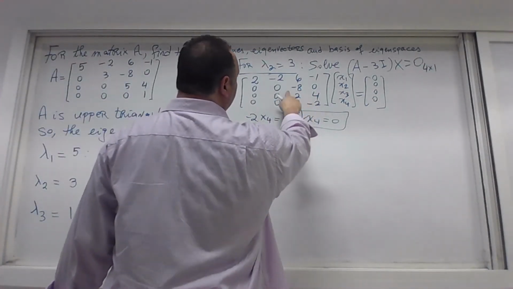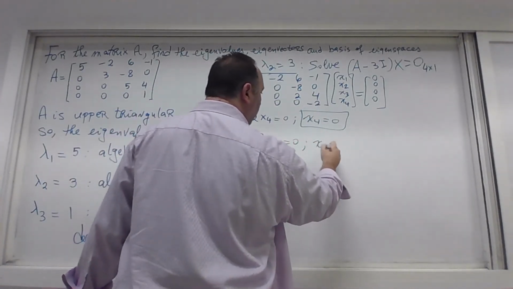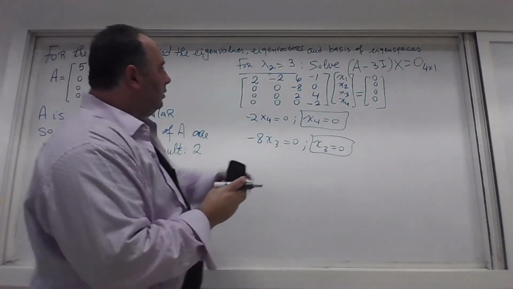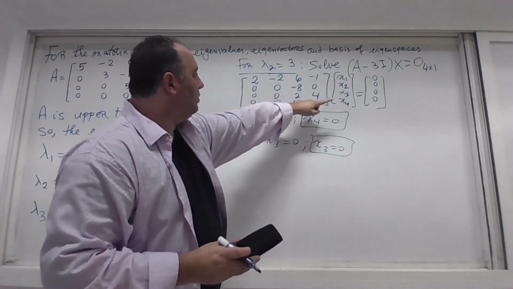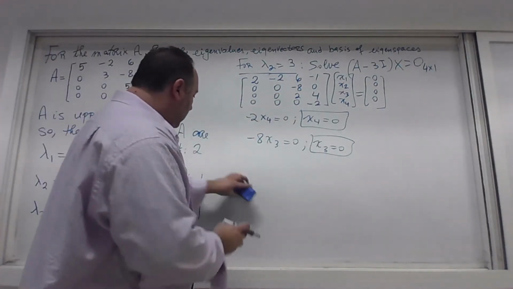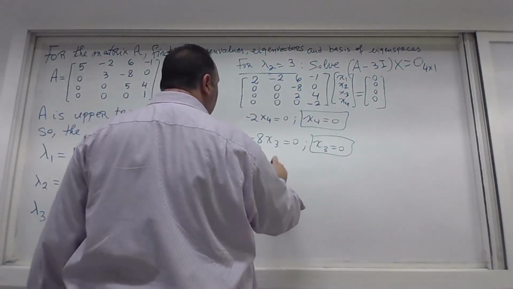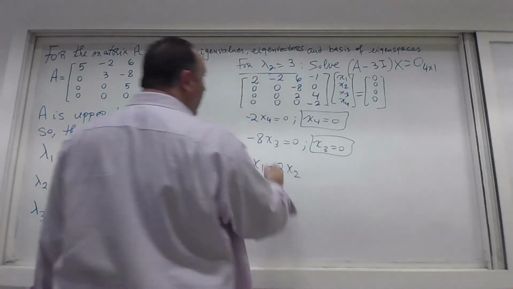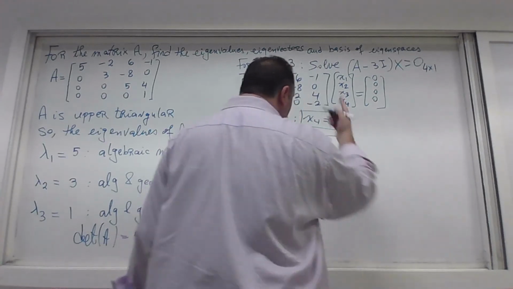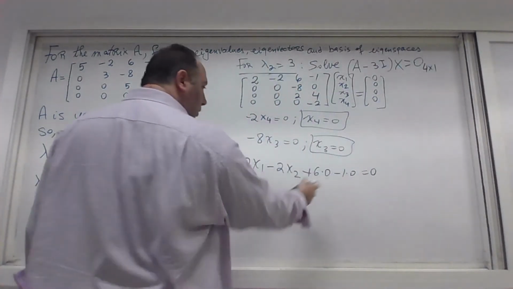This equation, look at this one. It says that x3 is 0. Cool. Well, I would have it from here, 4 times 0 and then 2x3 equals 0. So, okay, fine. Good. I have those two. Now, I bring it to this guy. So, I have 2 times x1 minus 2 times x2, and then it's plus 6 times 0 minus 1 times 0, right? Because x3 and x4 are 0. So, I'm using that immediately. So, this is 0, 0.